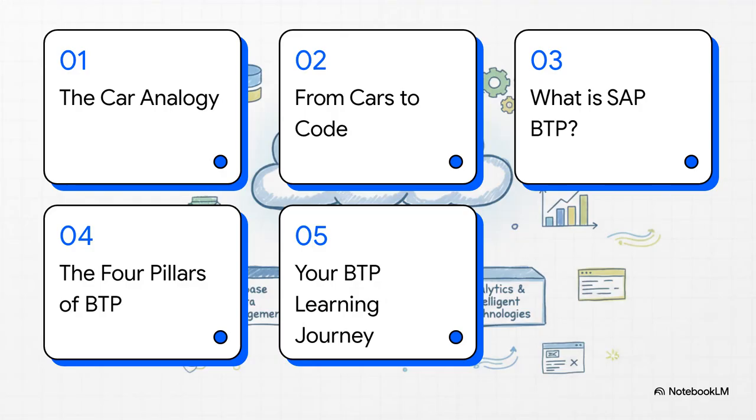Okay, so here's our game plan. We're going to start with a really simple analogy, seriously, it's all about cars, to get our heads around different cloud services. Then we'll connect that back to the world of software, figure out what BTP actually is, peek inside at its 4 core functions, and finally, show you how you can get started with it yourself.